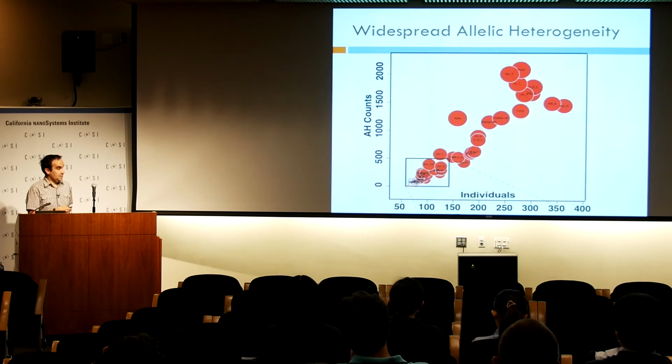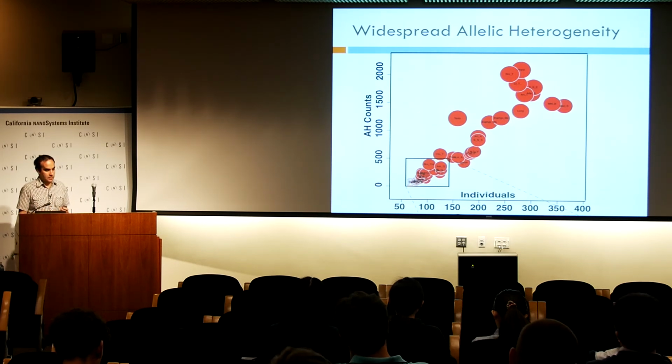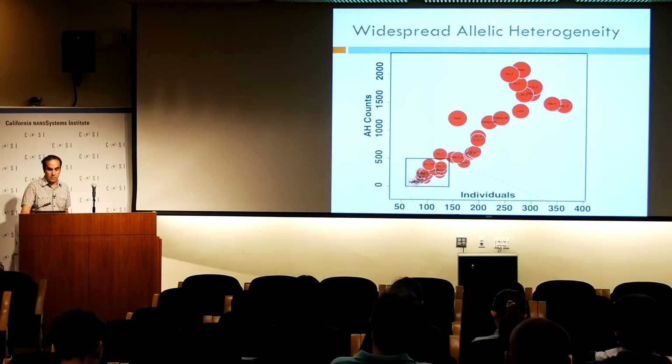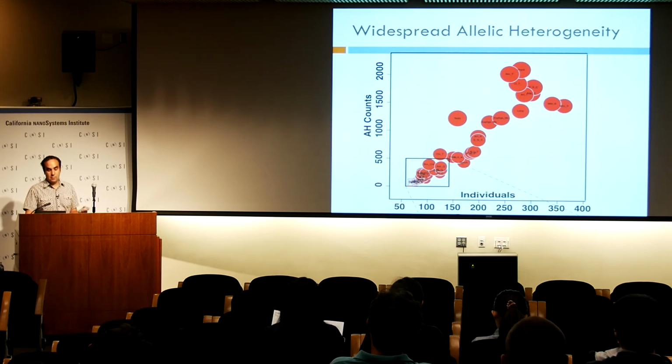We apply this widely to the GTEx data. GTEx is a consortium that collected expression data in about 50 tissues, and if you plot how many genes have allelic heterogeneity against the number of individuals in that data set, we see a very linear correlation, which really suggests that there's allelic heterogeneity almost everywhere, in almost every locus. As we see more and more individuals, we're able to detect it.